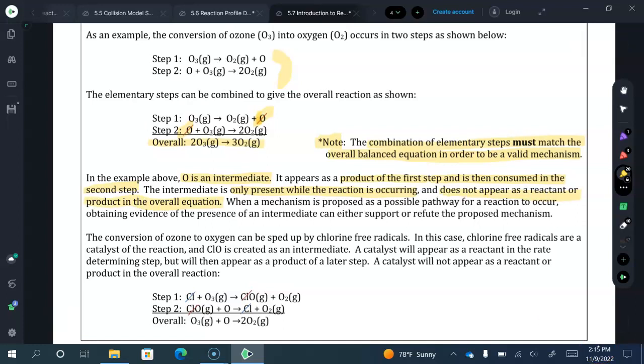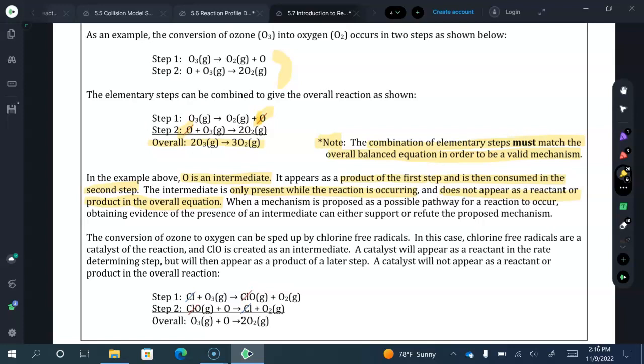When a mechanism is proposed as a possible pathway for a reaction to occur, obtaining evidence of the presence of an intermediate can either support or refute the proposed mechanism. So while chemists doing research are checking to see how these mechanisms go, if they propose that an intermediate exists in their mechanism, they're going to run tests on the reaction as it goes to see if that intermediate does pop up, even if it is short-lived.